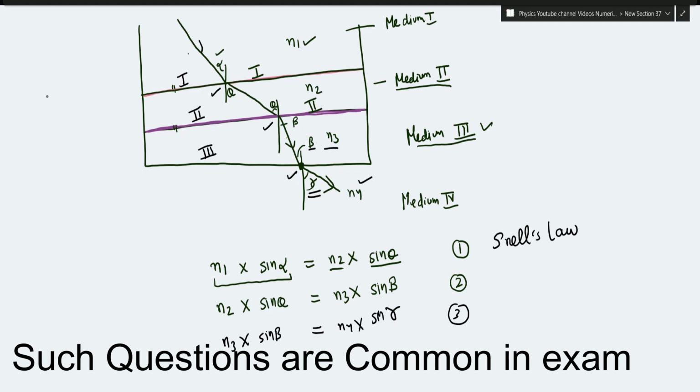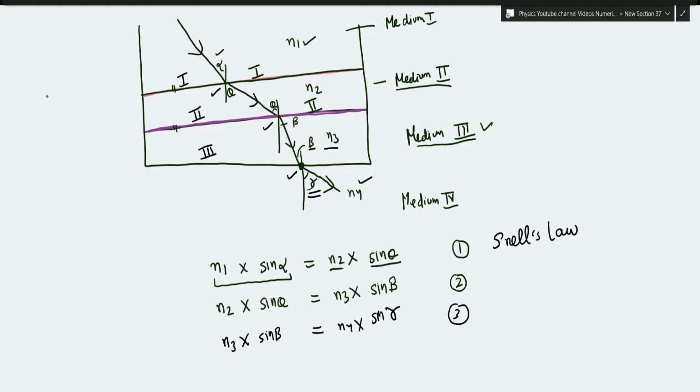This is the way the ray has traveled: medium 1, medium 2, medium 3, and then medium 4. 4 mediums, 3 refracting surfaces. Apply Snell's law at each of the surfaces, here, here, and here. And you can see it's very simple. For example, look at this third refraction. This side is the angle of incidence. The incident ray is contained in this medium, so the refractive index of the medium containing the incident ray is multiplied by the sine of the incident angle. And then the ray is moving into the next medium.